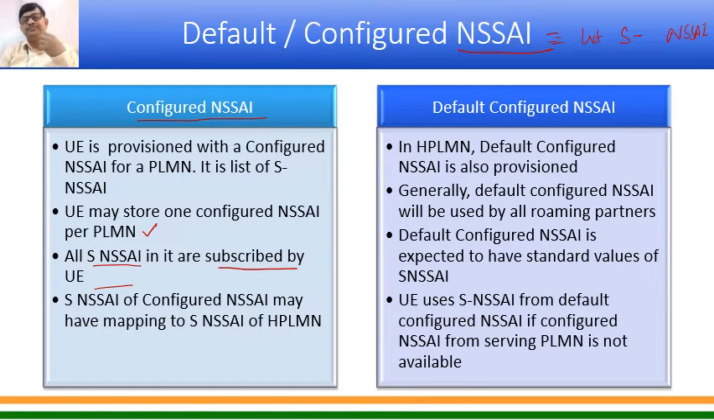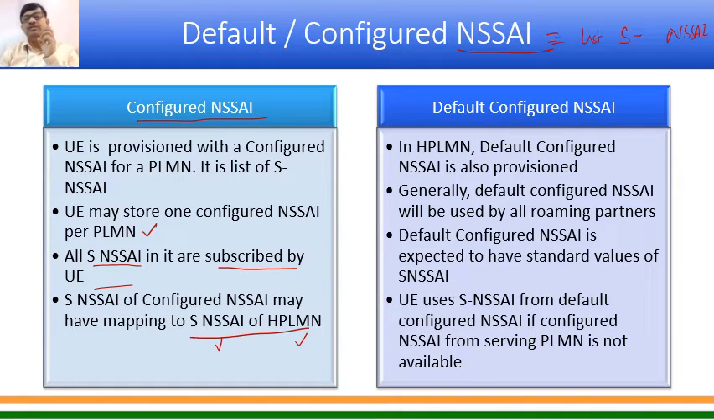So as I said, it is per PLMN. That means if I'm in an area which is not my home network, whatever list of slices it has corresponding to the visited network will have a mapping to some S-NSSAI which it has subscribed to in the home PLMN. I hope you understood.